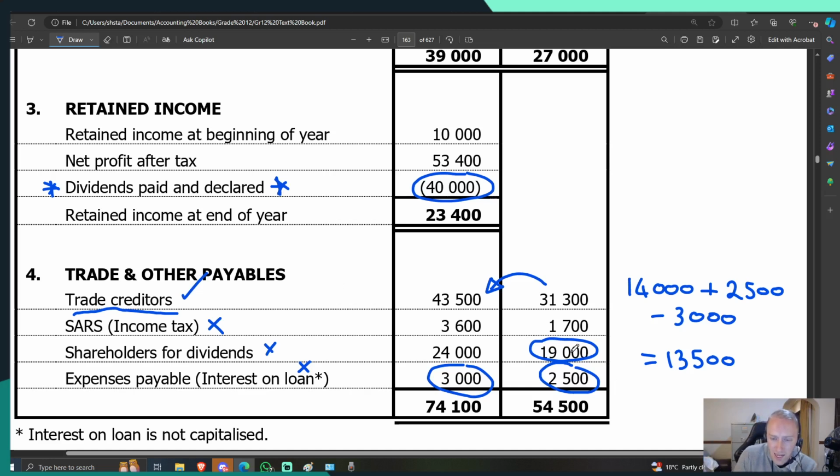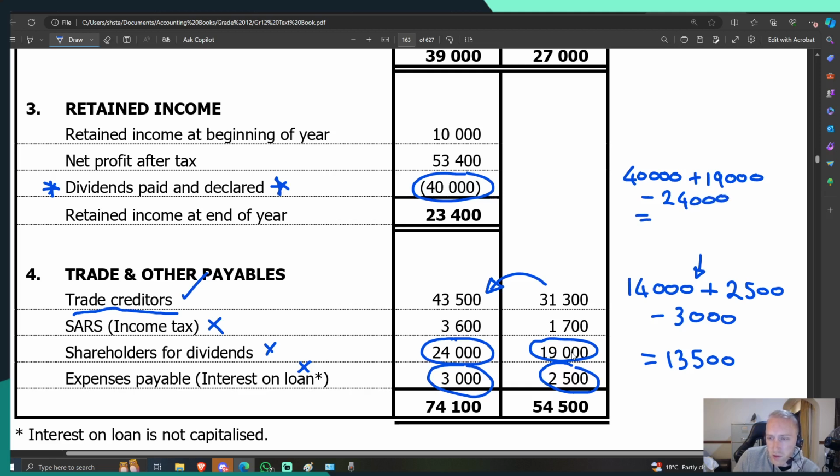Also, at the end of this year, we still owed our shareholders 24,000 Rand of dividends. That amount we have not paid. So we're going to do a similar calculation as we did for the interest expense. We're going to say our total dividends paid and declared for the year, 40,000, plus the dividends that we owed at the end of last year, minus the dividends that we have not paid from this year, that we will have to pay next year, 24,000, and that will give us some amount.